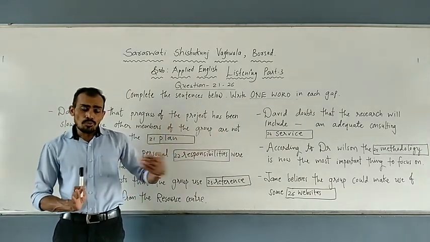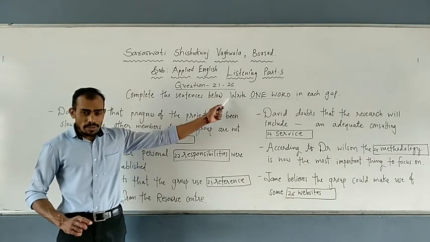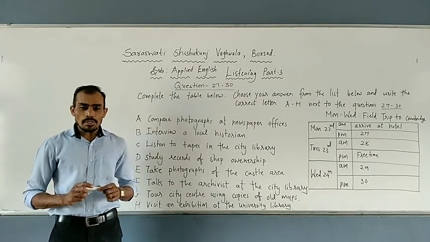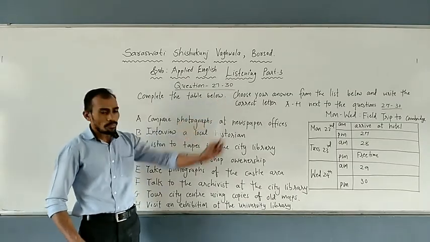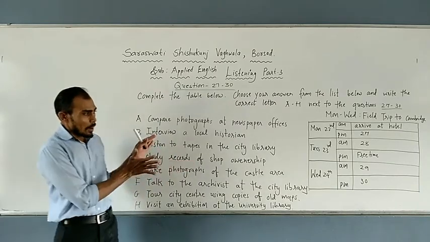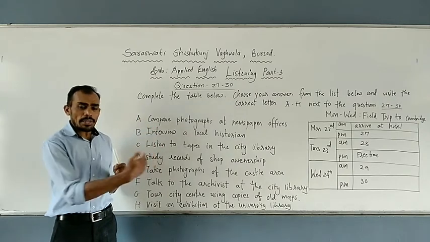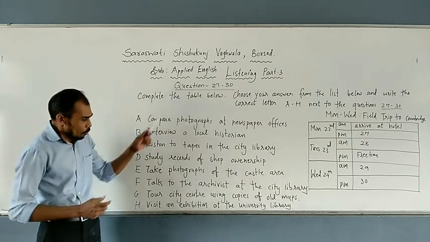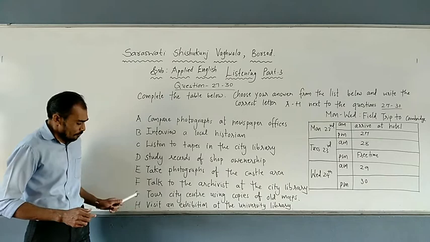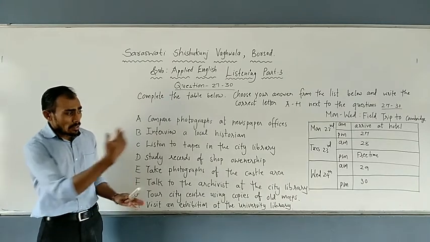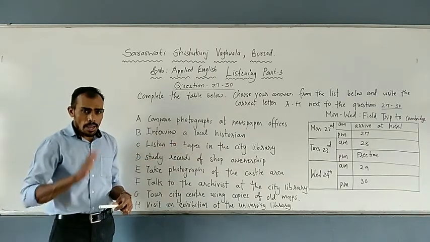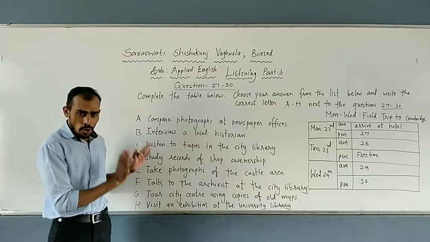Now I am going to move to question number 27 to 30. Now I am going to discuss question number 27 to 30. We have already completed question number 21 to 26. Now in this part, this is part 3 only, but a different type of questions. You can see many options over here, students. I am going to read, that is A, B, C, D, E, F, G and H. Okay, and next to these options you are going to have the table. You can see the table clearly, students.